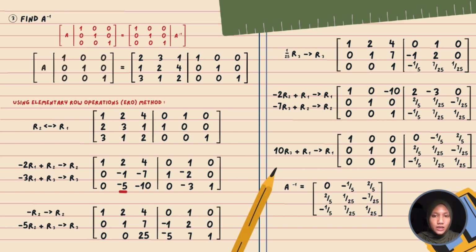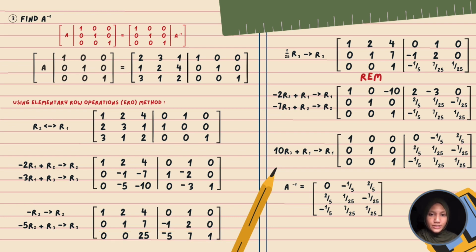As we can see, the entry below the leading one is -5. To make it 0, we need to multiply the second row with -5 and add it to the third row. Proceed to the third row. To make the first non-zero entry 1, we need to multiply the third row with 1/25.